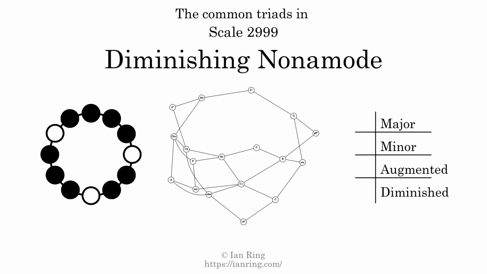The diagram in the center is a graph of parsimonious voice leading between triads. There are 6 major triads. There are 5 minor triads. There are 2 augmented triads. There are 5 diminished triads. Here is a Hamiltonian path of parsimonious voice leading that uses all the triads.